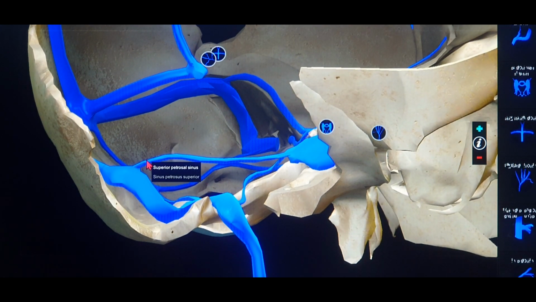Now we have the squamous part and the petrosal part of the temporal bone, right? So that is why the name is given as petrosal, the superior petrosal and the inferior petrosal, because there are two, just like the sagittal sinuses, two, superior and inferior.